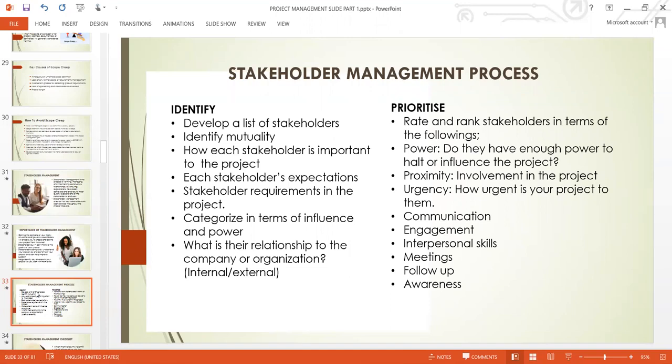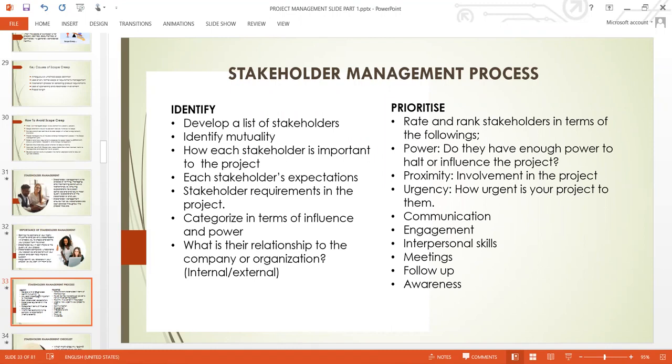So you prioritize. In this case, rate and rank stakeholders in terms of the following. Power. Do they have enough power to halt or influence the project? Proximity. What is their involvement in the project? Urgency. How urgent is your project to them?